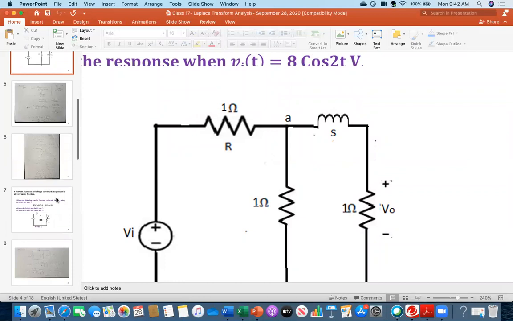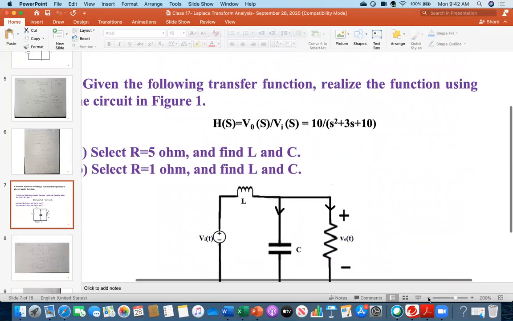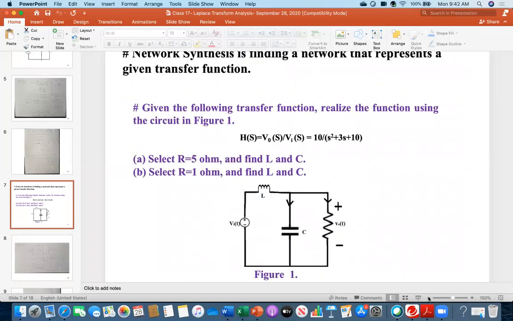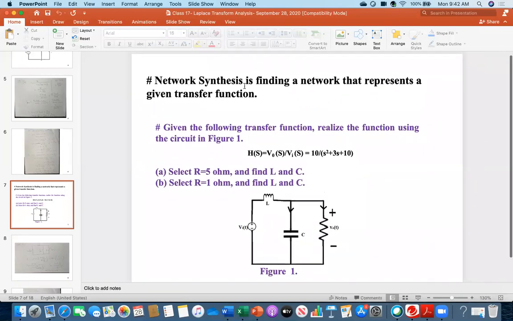Okay, so moving forward, now there is one important discussion today, and that will help you solve your homework problem as well. The topic is network synthesis. So what does that mean? Everybody say, network synthesis means to find a network that represents a given transfer function. So far we have a circuit, and then we calculated the transfer function. And now what we are doing, we have a transfer function already given.